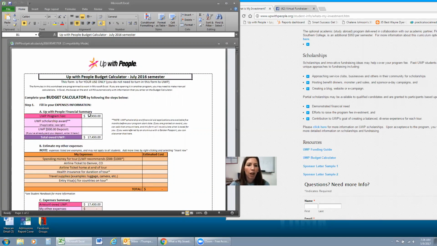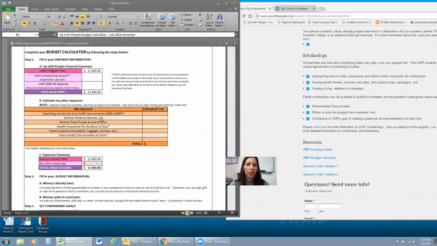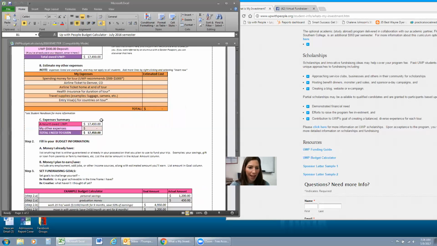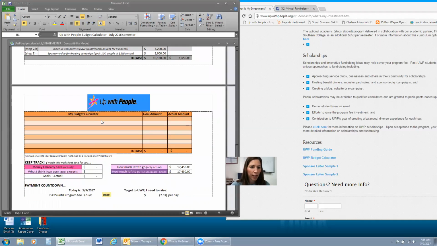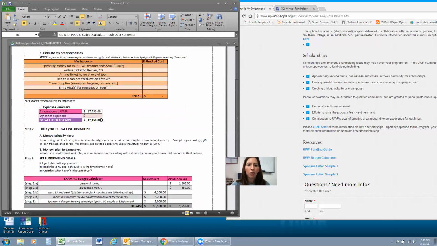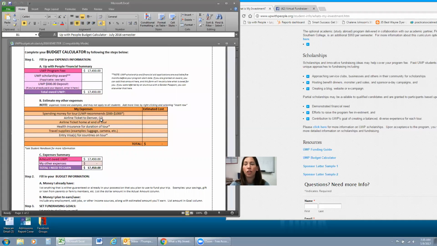So we are going to look at the Up With People program fee. This is how much it is for one semester of travel: $17,450. Something you may be doing as well is budgeting for a second semester. A second semester of travel is $9,900. So you might be raising funds for one semester, or for your second semester, or you might be raising funds for both.